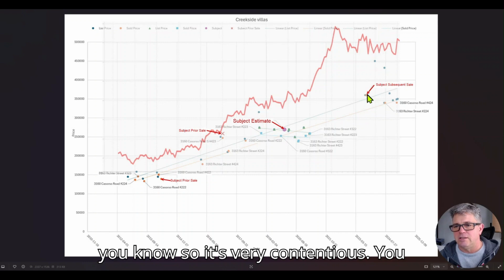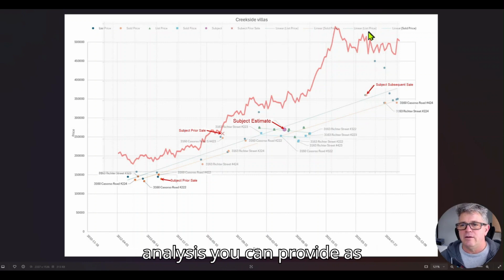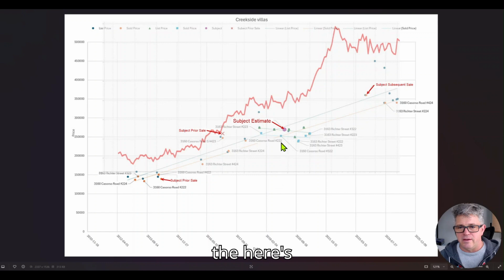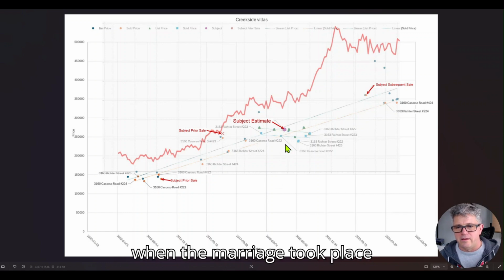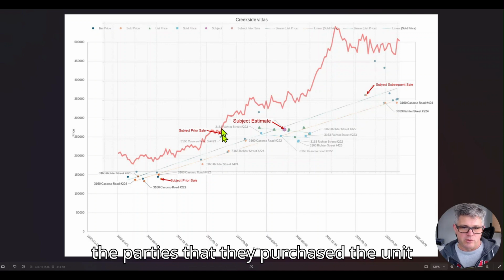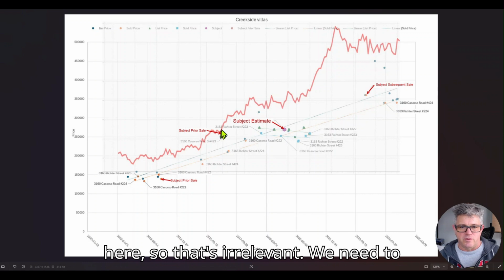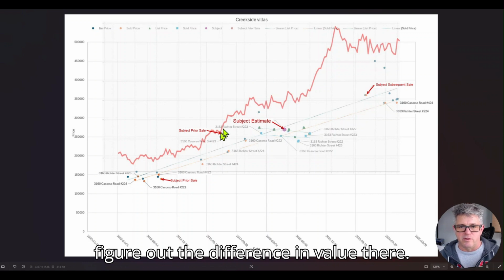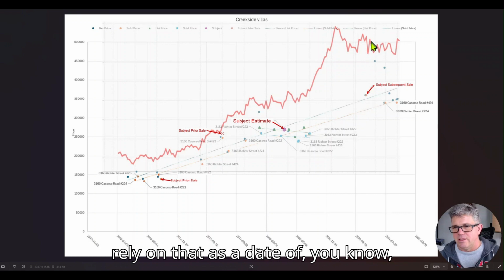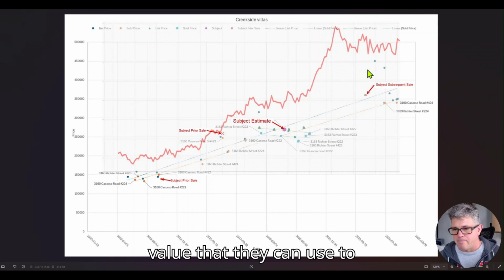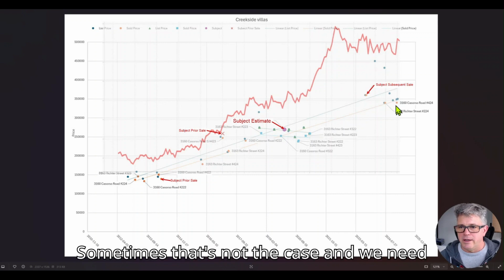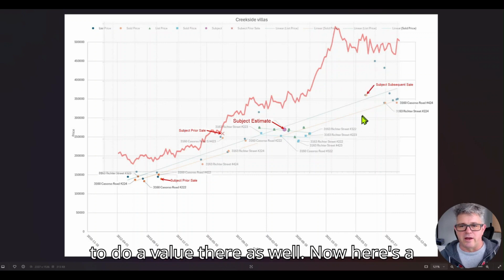So it's fairly contentious. You want to make sure you've done all the analysis you can, and provide as much insight as possible. Here's when the marriage took place, and this is when one of the parties purchased the unit. So that's irrelevant. We need to figure out the difference in value there. They sold it there. They may choose to rely on that as a date of value that they can use to adjust and make their settlement. Sometimes that's not the case, and we need to do a value there as well.